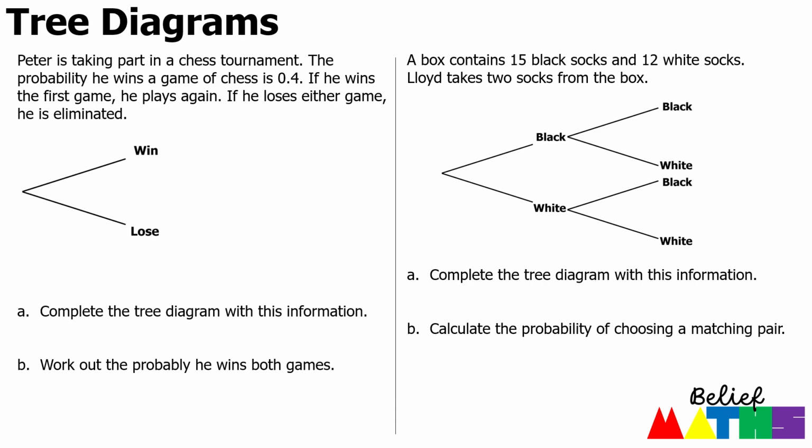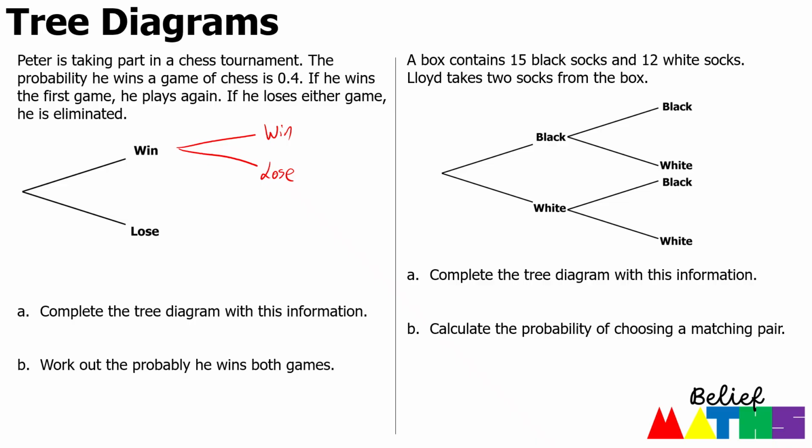Tree diagrams then, these are probability tree diagrams. They're slightly different to your frequency trees. And again, I'll go into it more in the paper 1 video, but let's have a look at this one and see as quickly as we can. So it says, Peter's taking part in a chess tournament. He wins the first game, he plays again. If he loses either game, he is eliminated. So if he wins, he gets to play again, which is a win and a lose. If he loses, he stops.